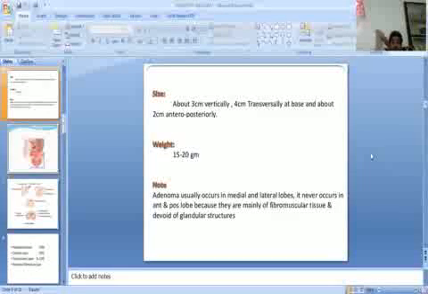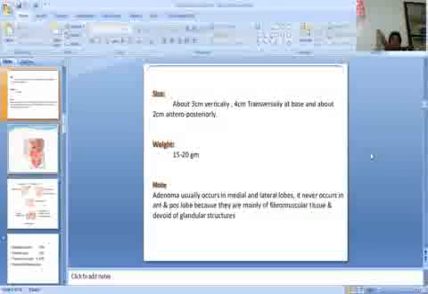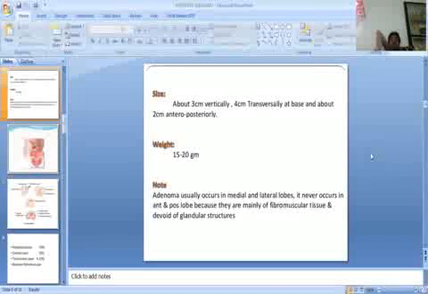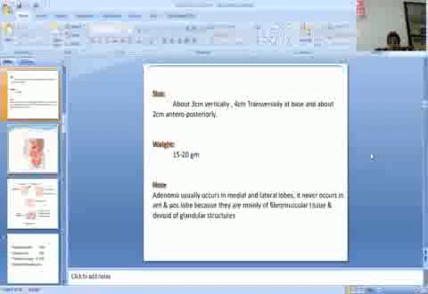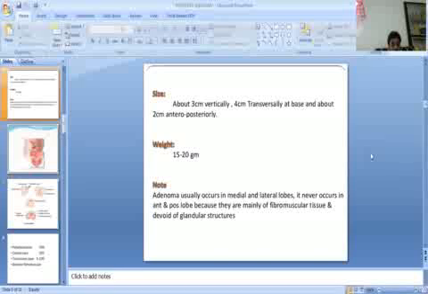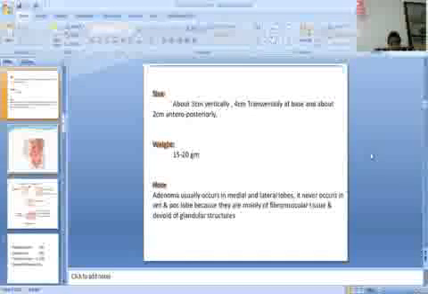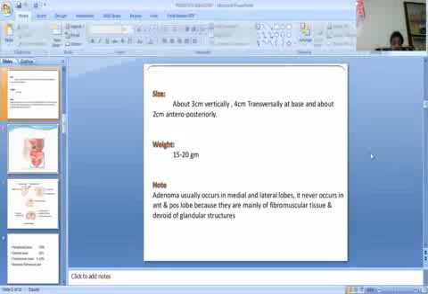Weight: 15 to 20 grams. Note: adenoma usually occurs in the median and lateral lobes. It never occurs in the anterior and posterior lobes because they are mainly of fibromuscular tissue and devoid of glandular structure.